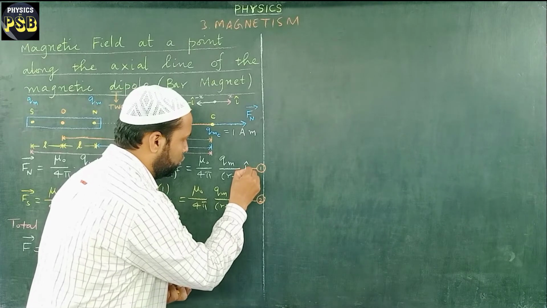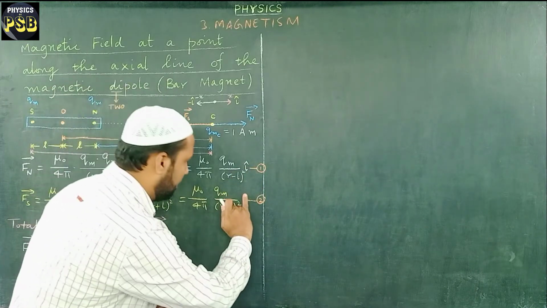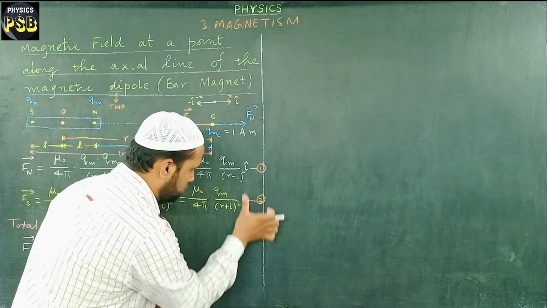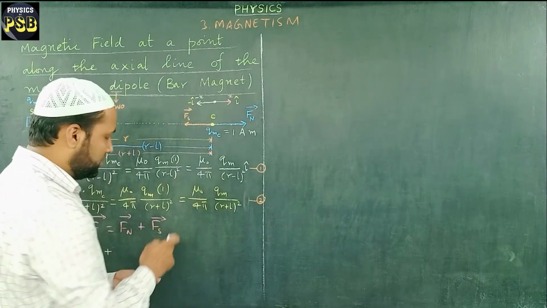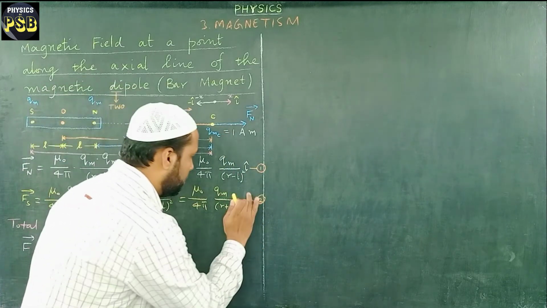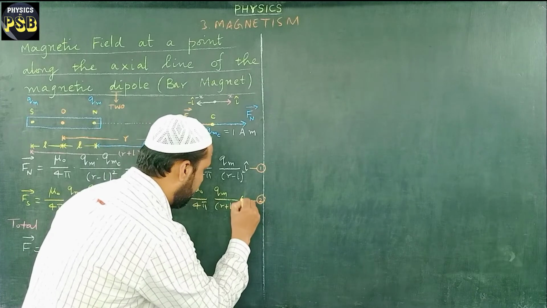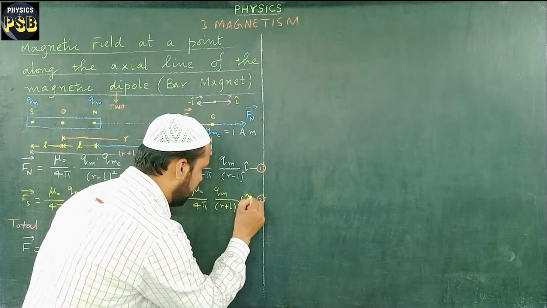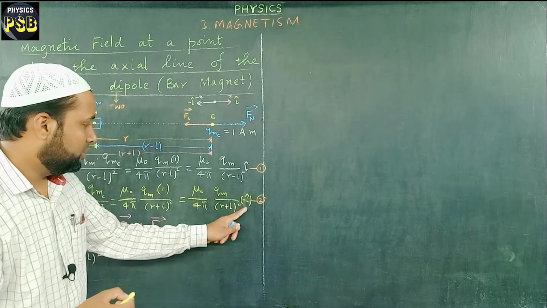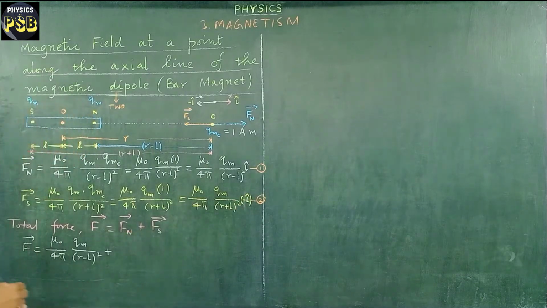This is a unit vector. It's the same thing I do here. So on this side it acts in the opposite direction, so it is multiplied with minus i cap. Okay, so this gets the minus sign.